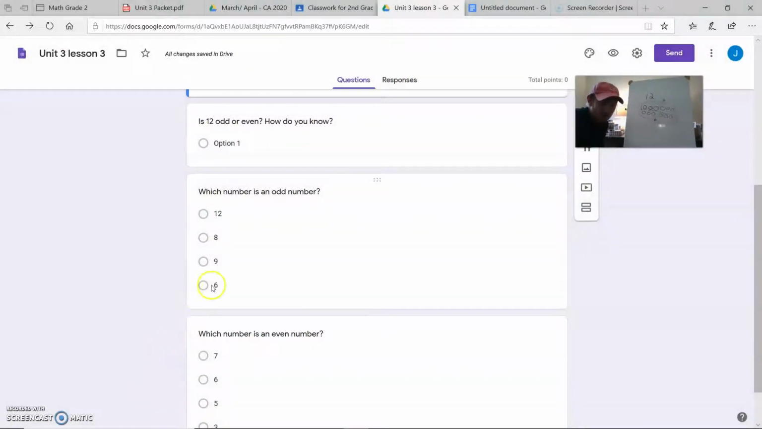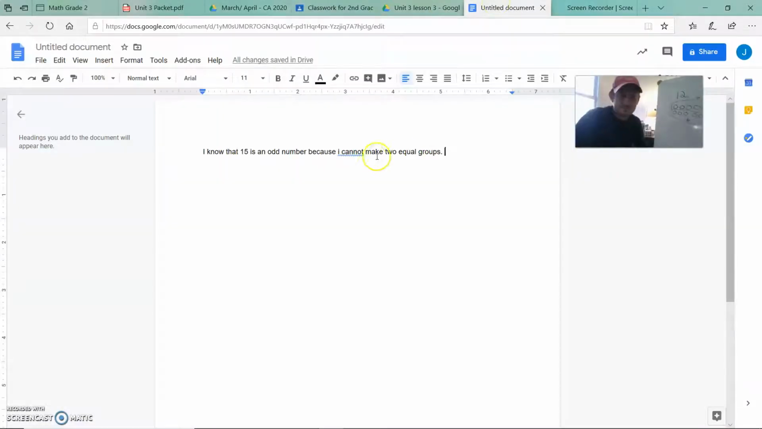So for number 2, is 12 even or odd? How do you know? You'll write something like 12 is an even number because you can make 2 equal groups of 6. And again, don't worry about your spelling. All right, let's move on to the next question.